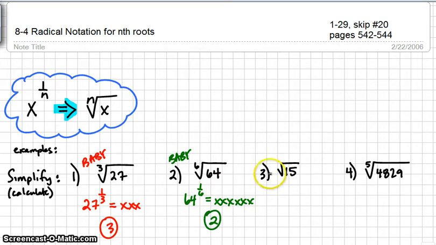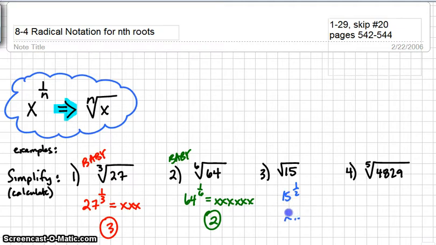Now on a problem like number 3, it's the square root. Whenever that number there is missing, it's an invisible 2. So the square root of 15 means we're trying to find 15 to the 1/2 power, or we're trying to find what times what equals 15. Now I don't have that one memorized. I know that 4 times 4 is 16, and if I go down to 3 times 3, that's only 9. So I know it's going to be somewhere in between 3 and 4. But I don't know that number off the top of my head. It's probably going to be some kind of decimal.